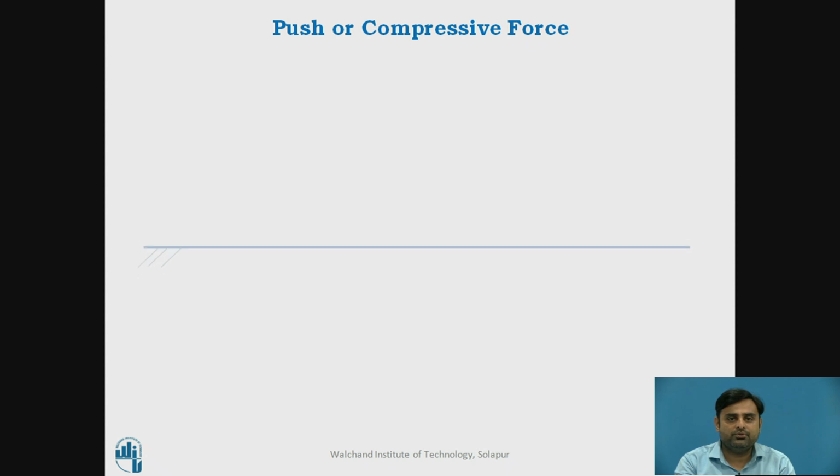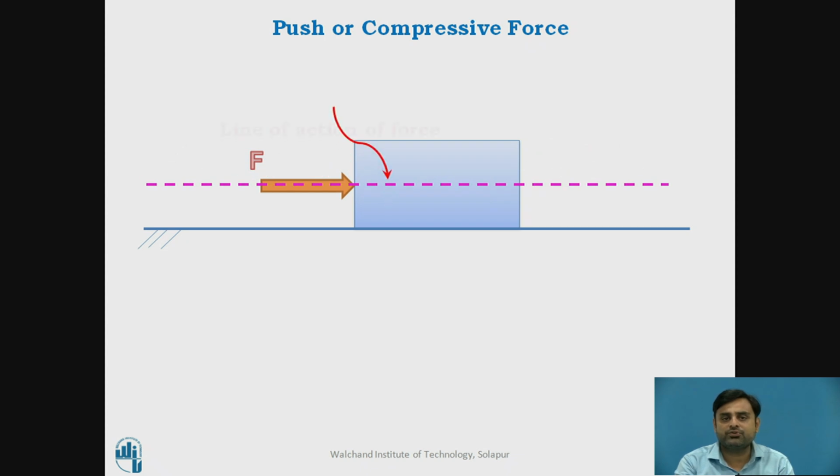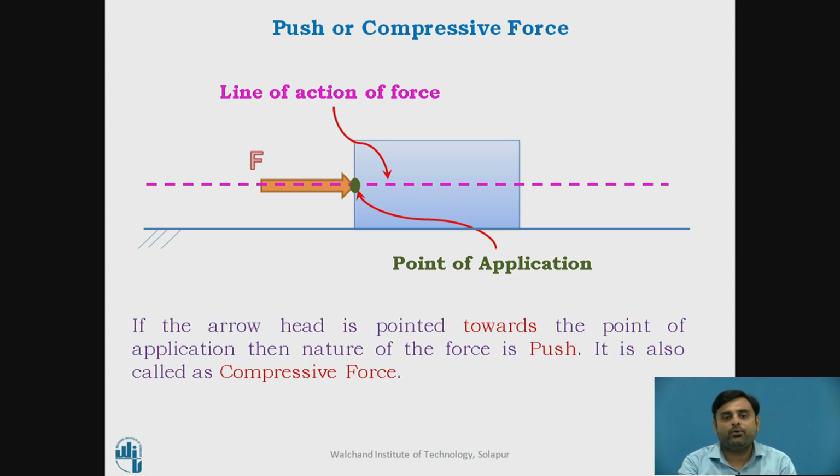Now, push or compressive force. Here see, this is the surface. On this surface a body is kept and now force is applied. Let us say F is the force applied on the body. This is the line of action of the force and this is the point of contact where the force is acting. Here you can see the arrowhead of the force is acting towards the point of contact. So this is the push type of force, or compressive force. If the arrowhead is pointed towards the point of application, then the nature of force is push. It is also called a compressive force.